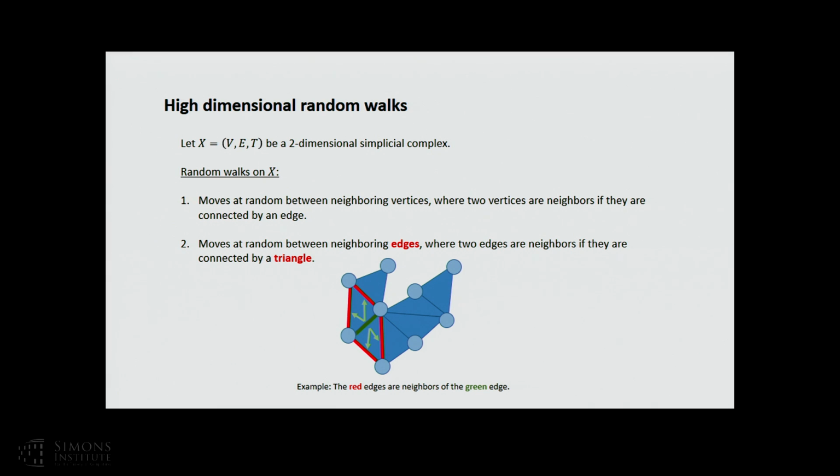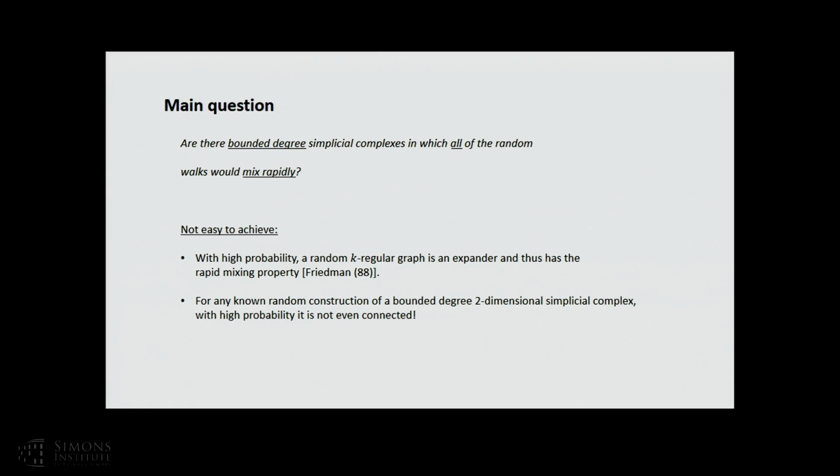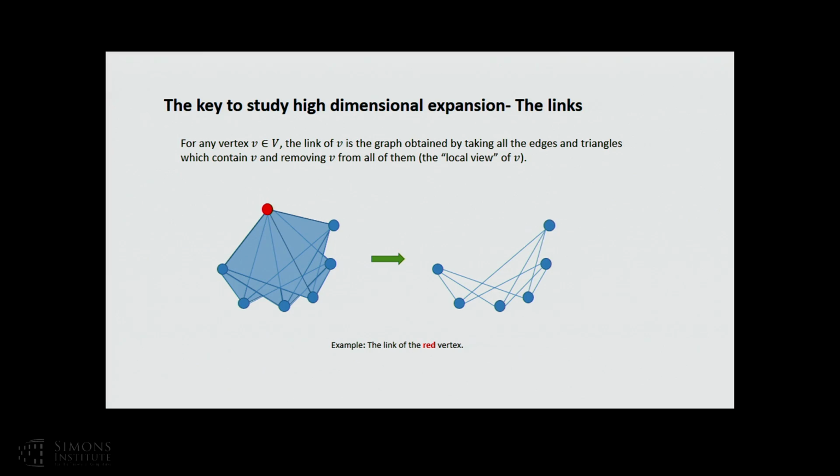So now we have two notions of random walks. And the main question we ask is, do we have bounded degree complexes where all of the random walks mix rapidly? So the walk on the vertices would mix rapidly, and the walk on the edges would mix rapidly. Again, if we test the random case, we get that in expander graphs it happens, but we don't achieve it in a random construction. So we need something stronger, which is the links of the complex, which we believe is the key to study high-dimensional expansion.